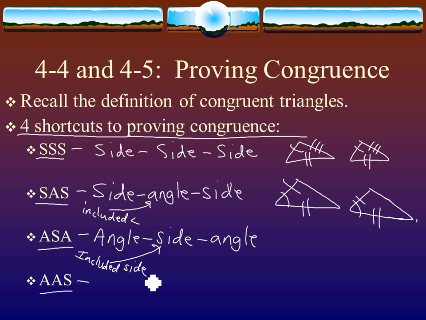We got side, side, side, side, angle, side, angle, side, angle. Say it again. Angle, angle, angle. All right, angle, angle, angle doesn't work to prove two triangles are congruent. So make sure, if it helps you, write down angle, angle, angle, put an X through it or something. It does not work. It proves that those triangles are similar to each other, and we're going to talk about that on down the road.